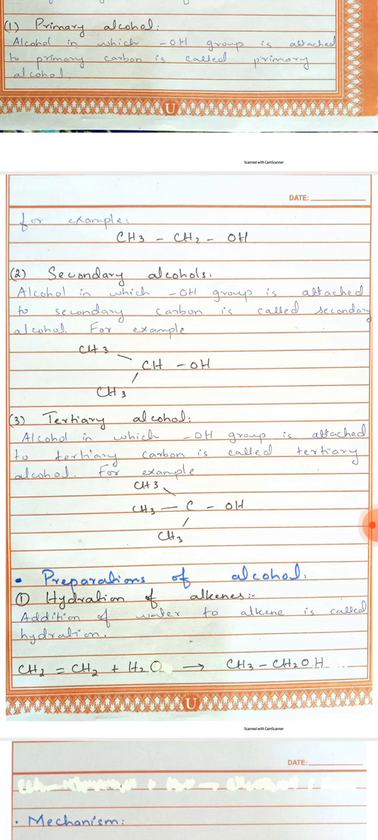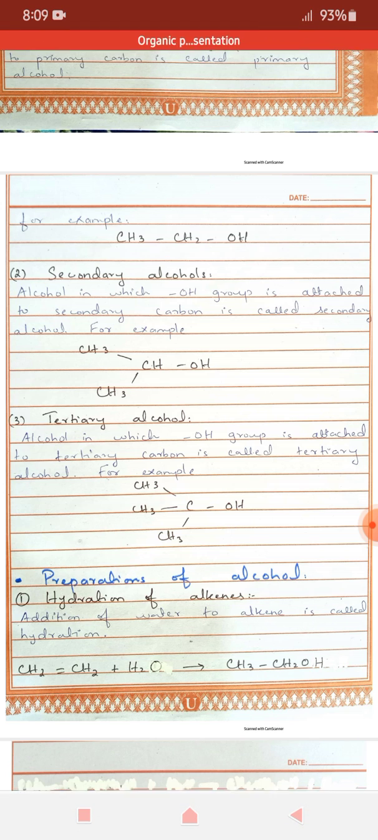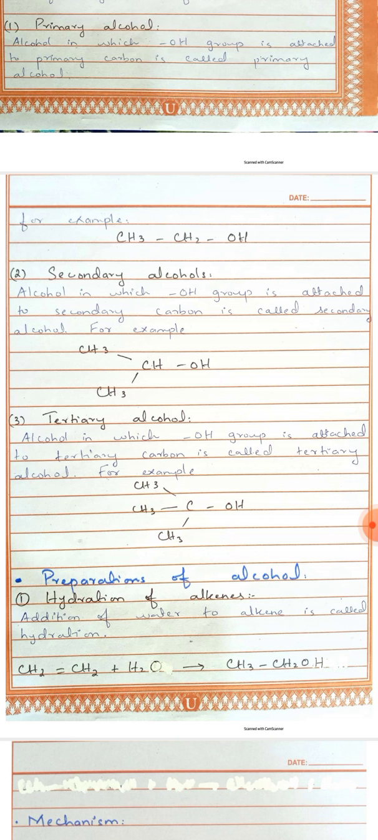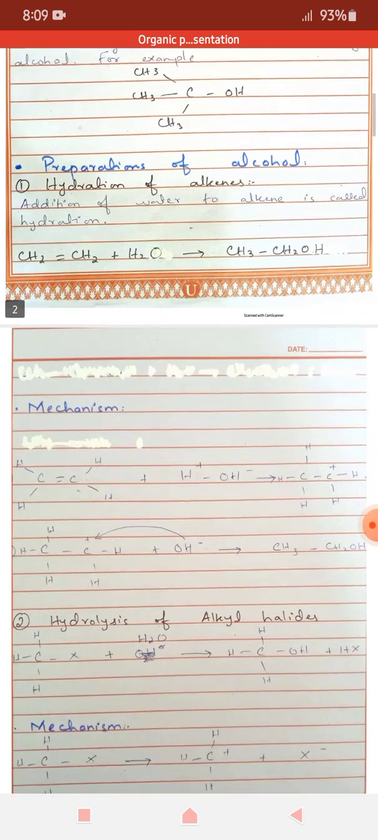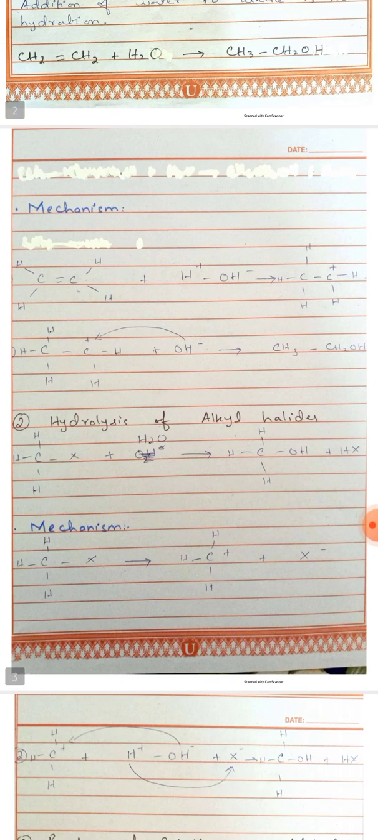Now coming towards the preparation methods of alcohols, the first of which is hydration of alkenes. Basically it is the addition of water to alkene. The main reaction is given. Now coming towards its mechanism.